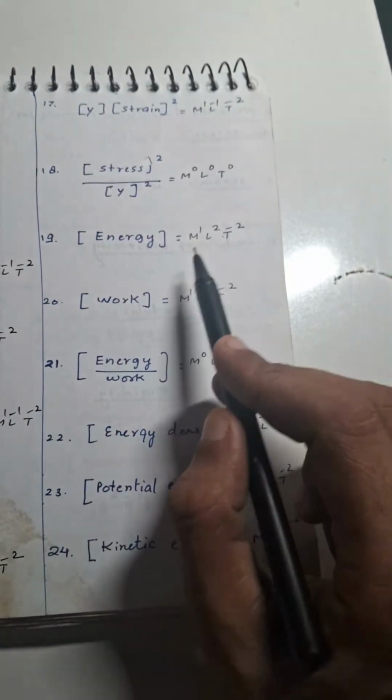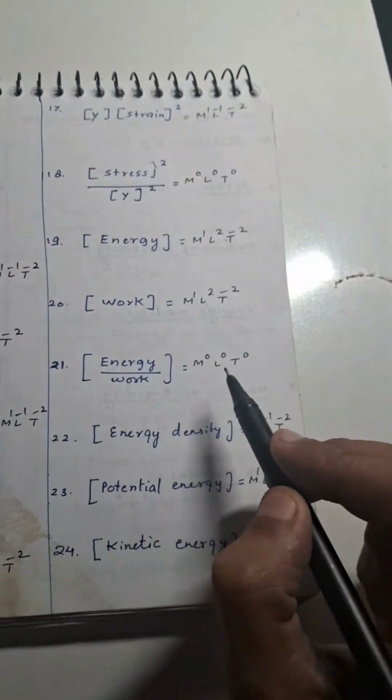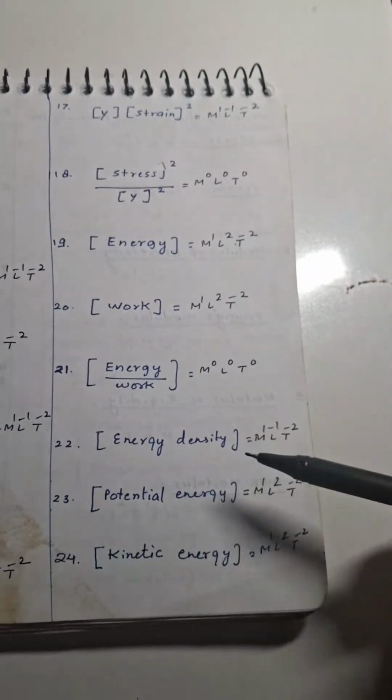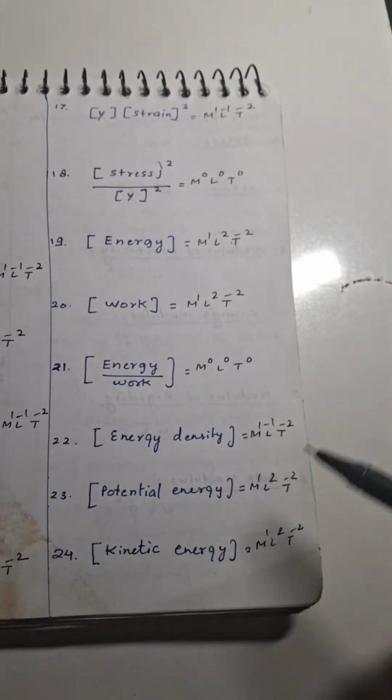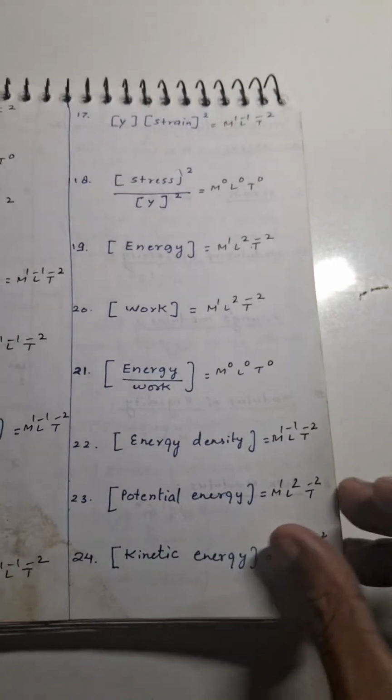Dimension of energy is M^1 L^2 T^-2. Dimension of work is M^1 L^2 T^-2. Dimension of energy by work is M^0 L^0 T^0, as the ratio is dimensionless. Dimension of energy density is M^1 L^-1 T^-2. Potential energy is M L^2 T^-2. Kinetic energy is M^1 L^2 T^-2.